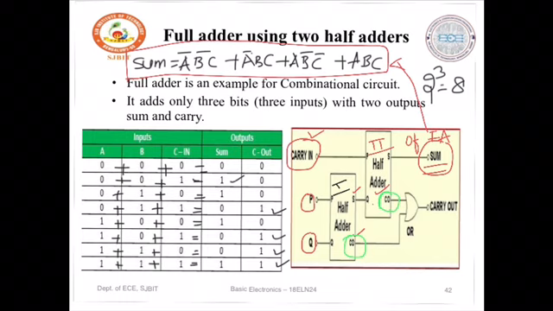I should use an OR gate, because an OR gate performs addition operation. These two carries will be added, and finally I will get the carry output, which we call C out of the full adder. This is how we do the implementation of full adder using two half adders.